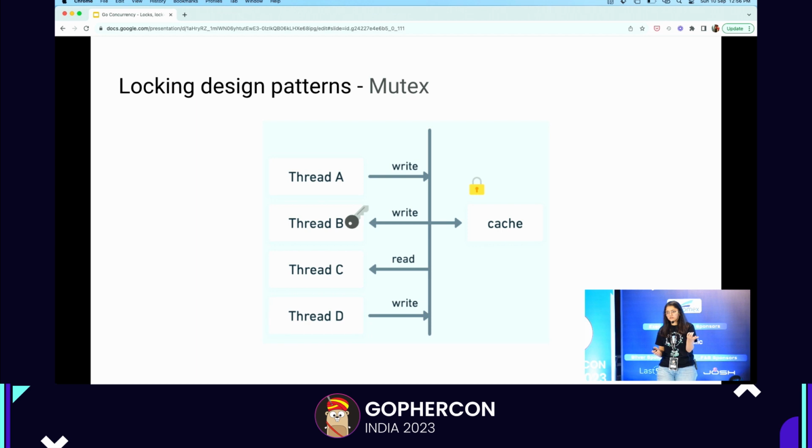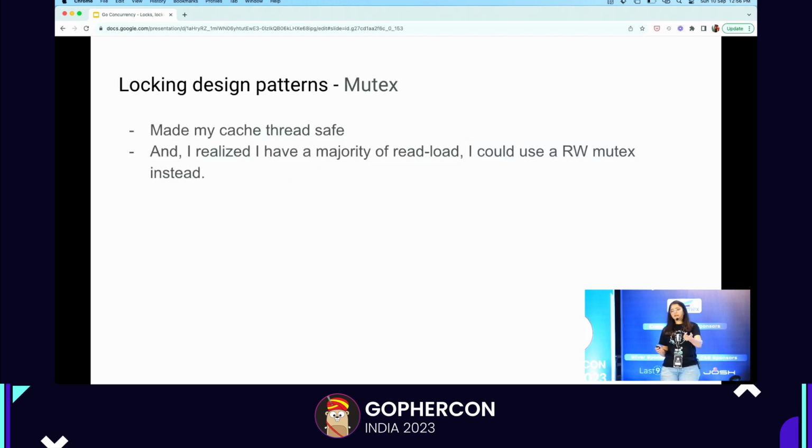We use a mutex to protect that hash map. What happens here is you have multiple threads which are trying to read or write, but if a thread is already in transaction and has acquired the lock, everything else is blocked. Everyone waits for the lock. But this still has made my cache thread safe. So at least I have one property of my cache solved, that it is thread safe.